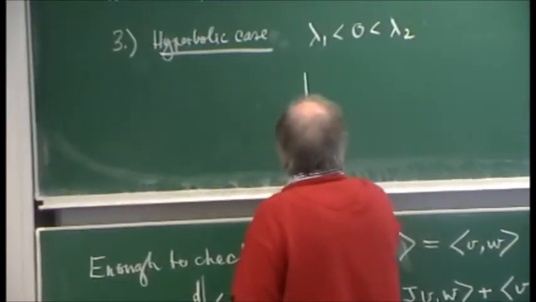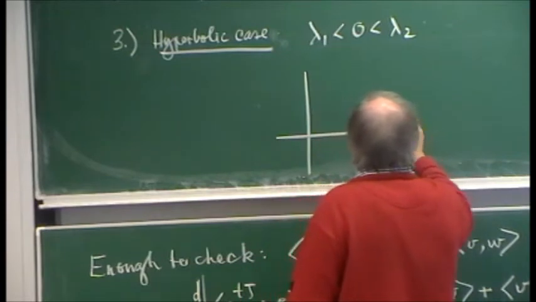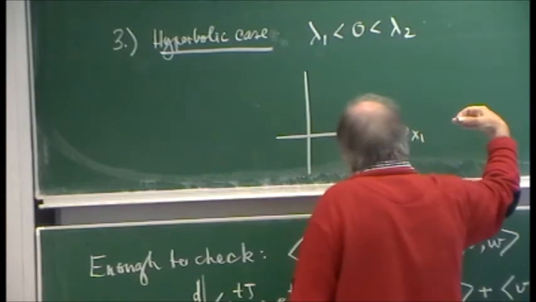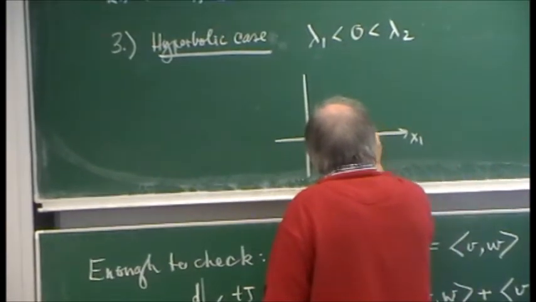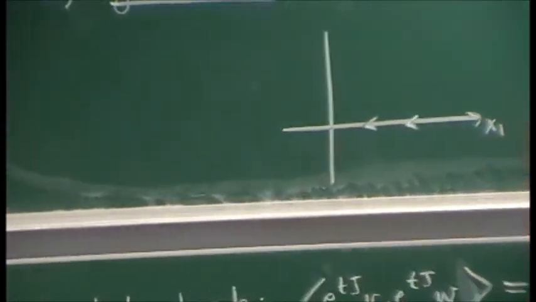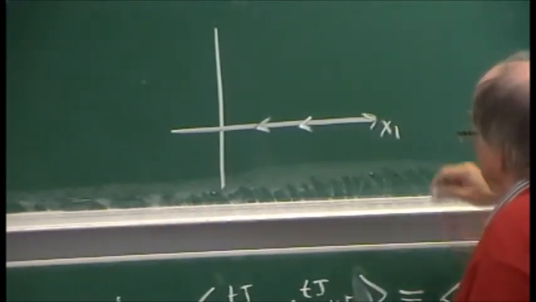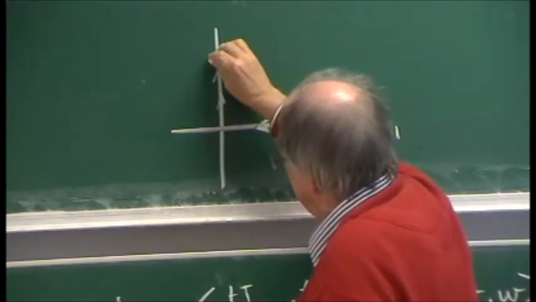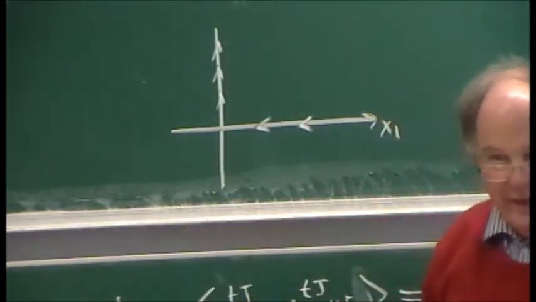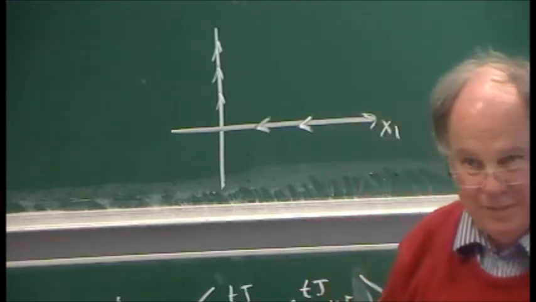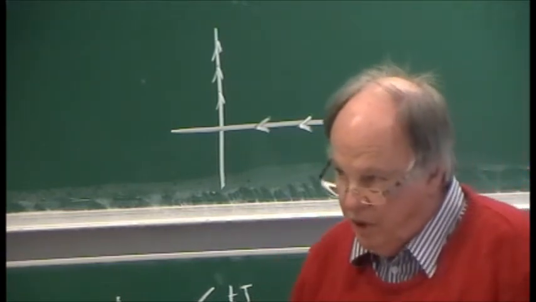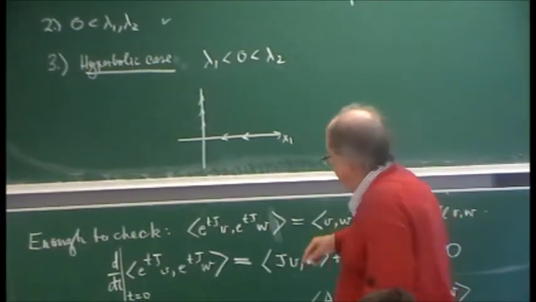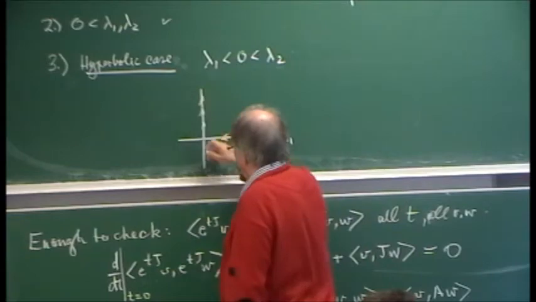So what the heck happens here? Lambda 1 has to do with x1. And lambda 1 is negative, so the flow is into the origin. It looks like that. Lambda 2 is positive, so the flow is out of the origin here. This is the case of mixed signature. So you have what we call a stable manifold where the thing is flowing in. In this case, it's just an axis. And we have another stable manifold where it's flowing out.